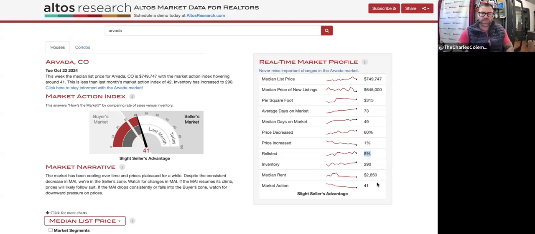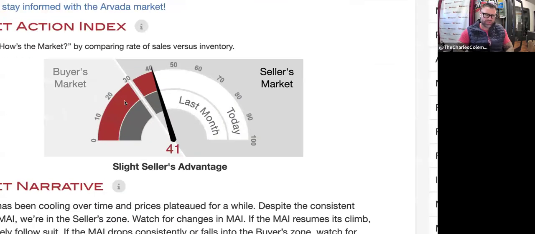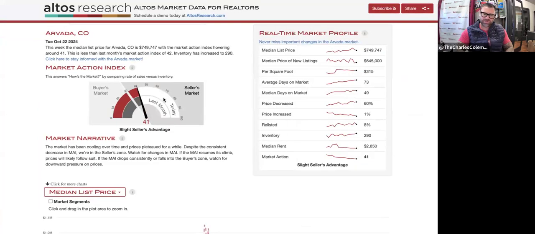Inventory score, they're giving it a 290. You're seeing your median rent at $2,800, and they're giving it a 41 score, saying that, yes, we're still in a seller's market, and it's actually pretty close to what it was last month, right? So we're pretty much not a whole lot of change here. They're saying that this market's still a seller's market. We're getting pretty close to a balance, right?